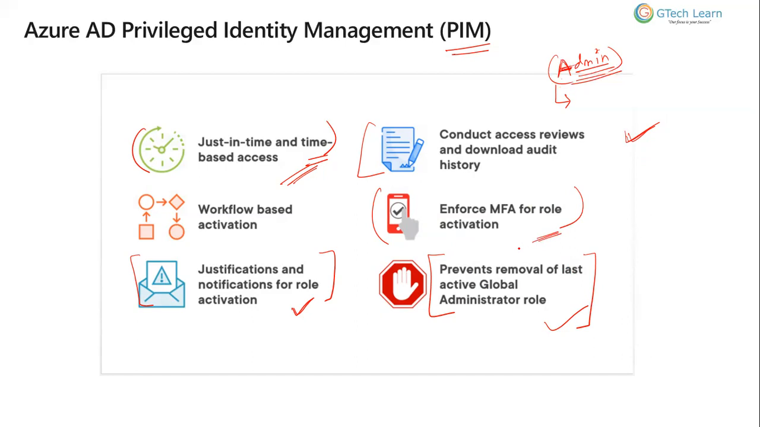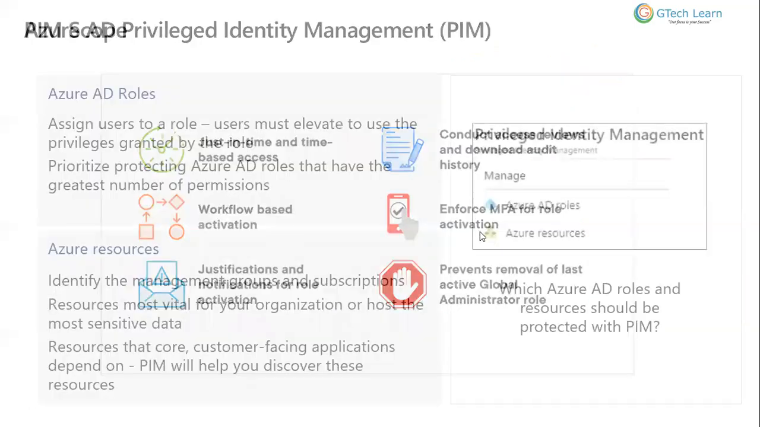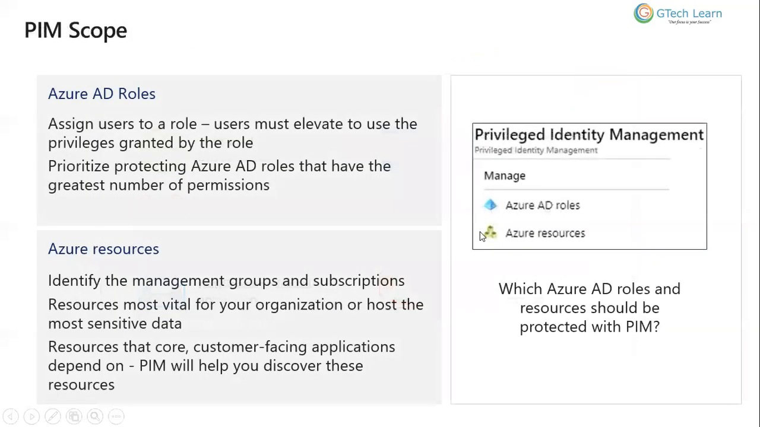Like when someone is trying to activate a specific role, the user must provide multi-factor authentication details, and we can also see the audit history of what changes have been made by that user after activating the role. So these are all the things we can manage by configuring PIM, and we can configure PIM for Azure AD roles.